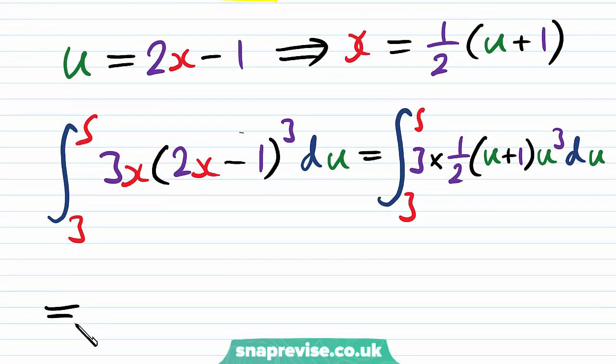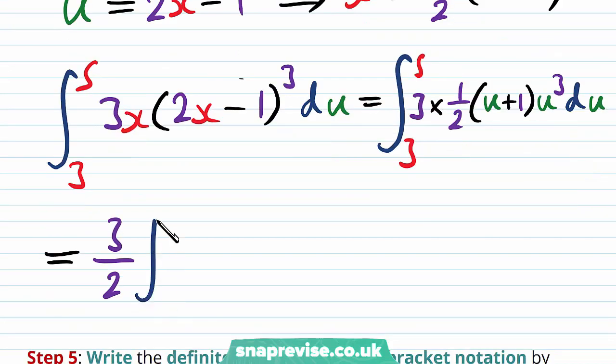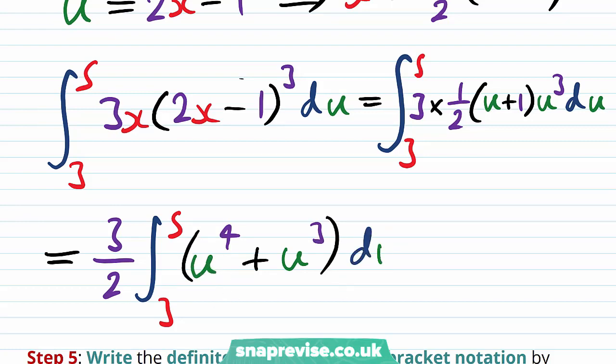This is going to be, if we bring the constant outside, 3 over 2, and then the integral from 3 up to 5 of u plus 1 multiplied by u cubed, well that is u to the power of 4 plus u to the power of 3. And then we have our du.